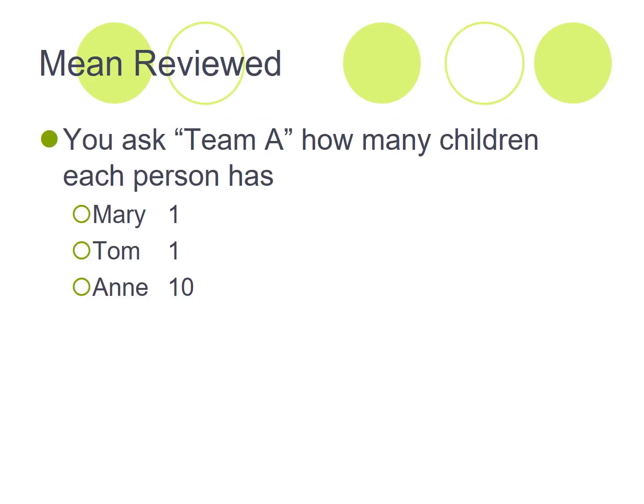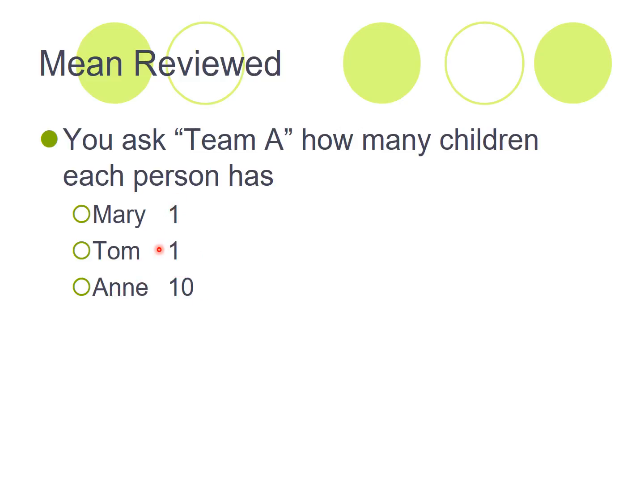We're going to take a look at two different groups, and then we'll just sort of get an idea of how important the standard deviation is. So in the first group, or Team A, there are 3 people in this group. Mary has 1 child, Tom has 1 child, Anne has 10 children. So there's quite a difference between Mary and Tom and Anne.